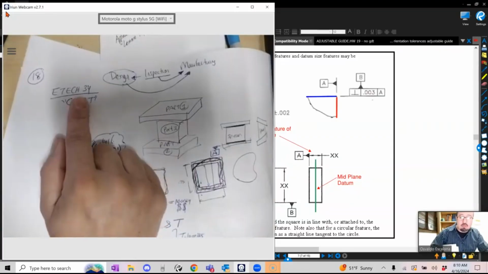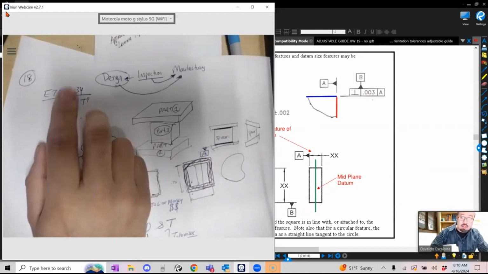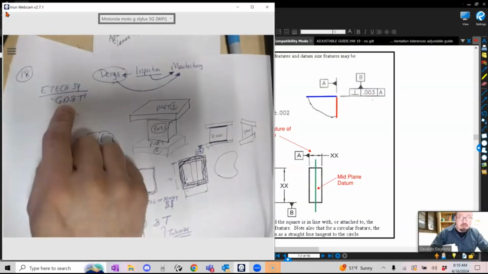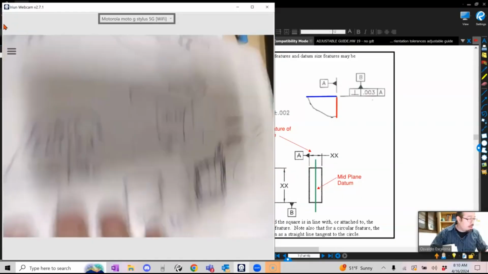If you want to know a little bit more about GD&T, take 34, which is GD&T. I usually prepare students to get certified by the ASME by the end of the class. And also all of the people that won the state. Remember the people that came and talked to you guys? Well, that's the class they took.